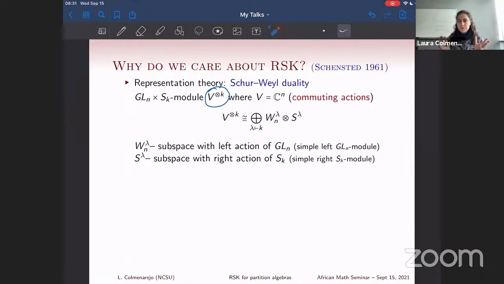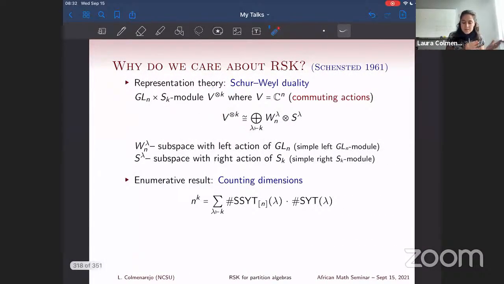It's a very common kind of duality when it comes to representation theory for finite groups or for some types of groups. And what happened is that RSK illustrates this decomposition, and it does it with an enumerative result first. So if I look at the Schur-Weil duality, I have this equation, I can count dimensions. Because I have C^n tensor k, I have n^k as the dimension of this space.